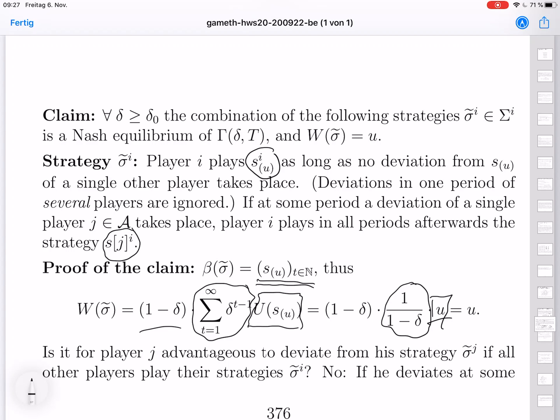So this is fine. If they all always play the same strategy combination, then it's quite easy to see that we get exactly this value u here.